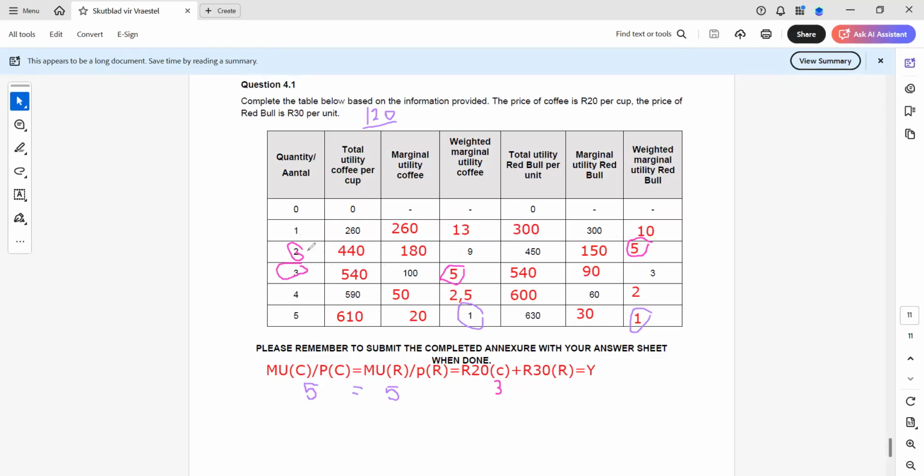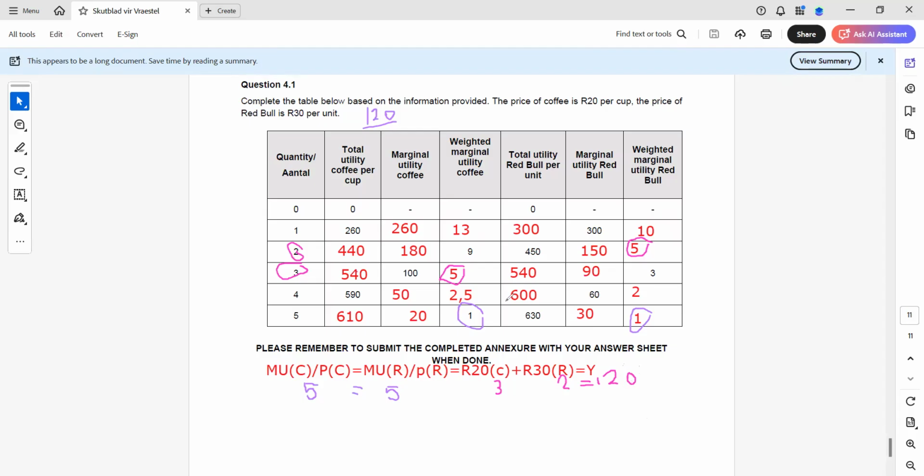And in place of R, because we've determined that where marginal utility per rand is 5, they're going to consume how many Red Bulls? Two Red Bulls, right? So here you're going to substitute 2. If this is equal to income, then the second condition is met. So 20 times 3 plus 30 times 2 equals 120. The second condition is met as well because this consumer will use all that income, which is 120.